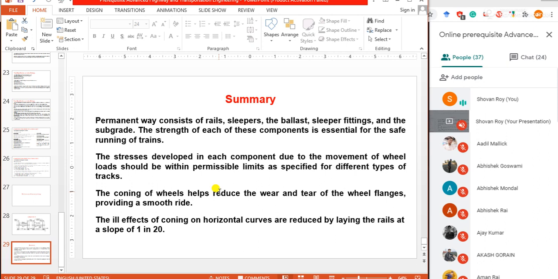The coning of wheels helps reduce the wear and tear of the wheel flanges, providing a smooth ride. The ill effects of coning on horizontal curves are reduced by laying the rails at a slope of 1 in 20. The rails are normally laid at a slope of 1 in 20.